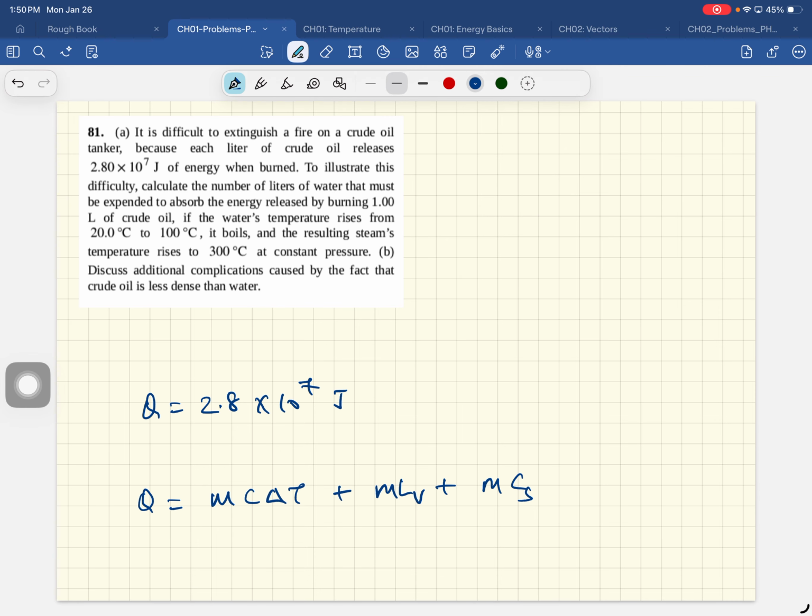Okay, so even if the water absorbed all that heat, which it will not in practice, for every liter of oil burning, you need to dump 10 liters of water.